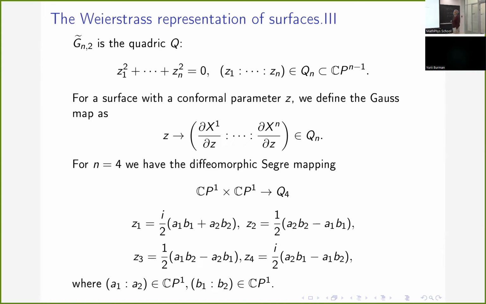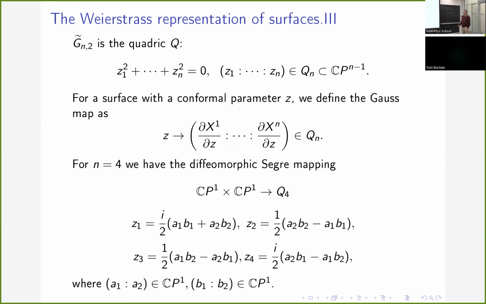But in two cases, when n equals 3 and n equals 4, these quadrics are very simple. For n equals 3, that would clearly be S2. For n equals 4, this would be the product of two projective lines. This is just written down how it's done. This is the holomorphic equivalence.